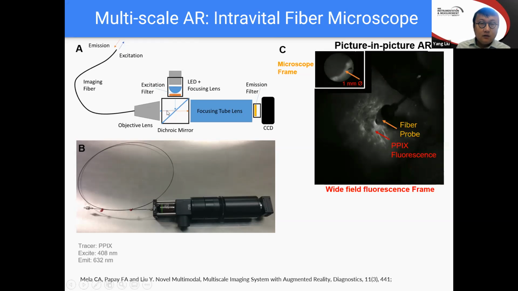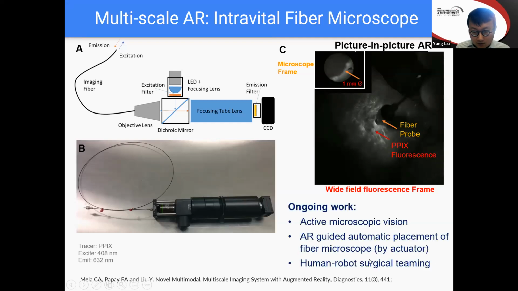Towards that end, we have developed an intravital fiber microscope, shown here, and we coupled that with our smart goggles system, as shown in the figure on the right. We display the wide field of view image and the intravital microscopy imaging in a picture-in-picture format. So the surgeon can use the wide field of view to survey the surgical field and take a deeper, closer look at the specific place of interest with much higher resolution.